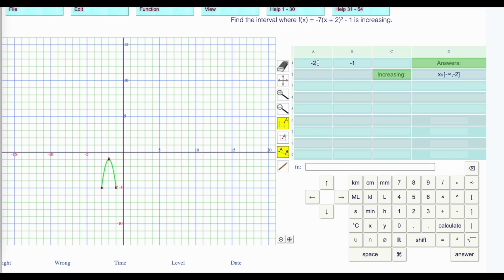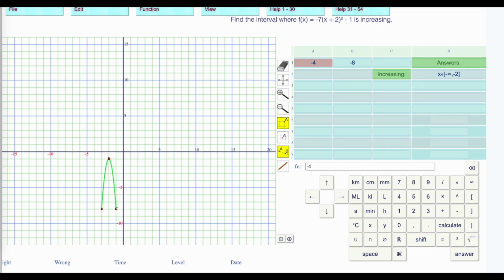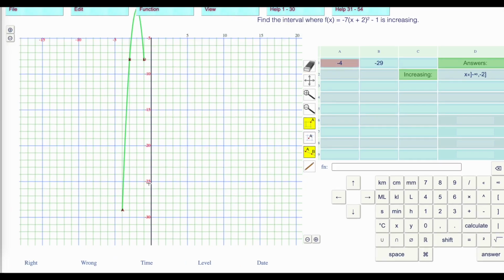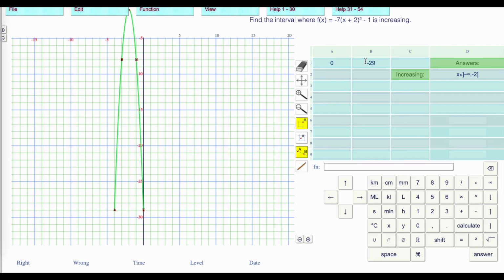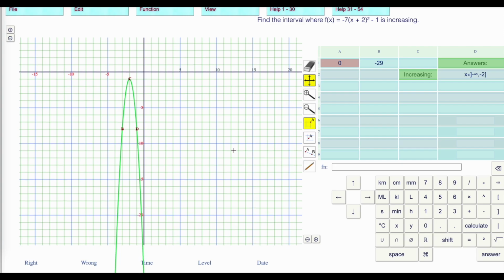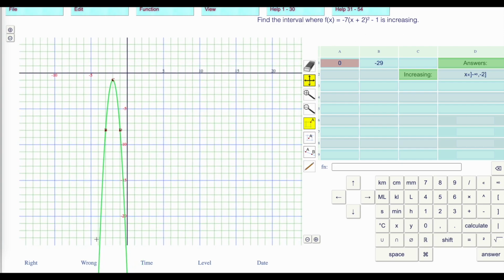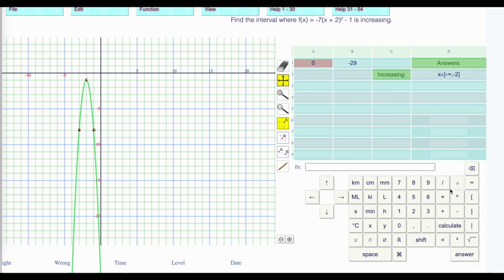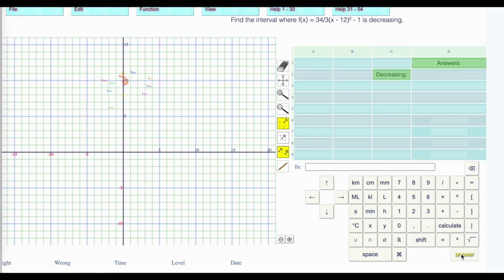When x is -1, we get -8. When x is -3, we should also get -8, like that. And when x is -4, we're going to get -29. When x is 0, we're also going to get -29. This is what our graph is looking like, and when's it increasing? It's increasing on this arm from negative infinity to this point, this x point, -2. All right, and then we press answer to see if we are right.